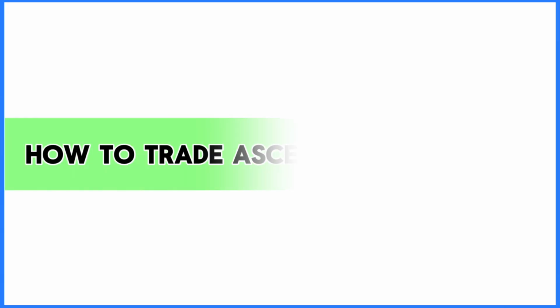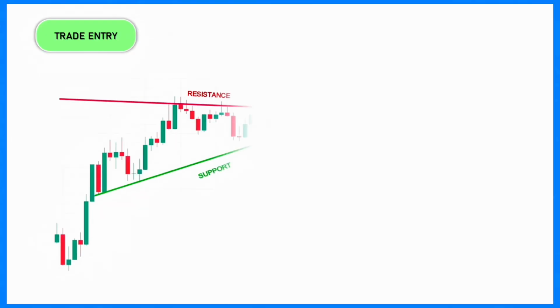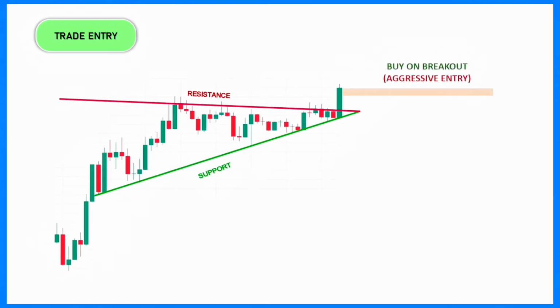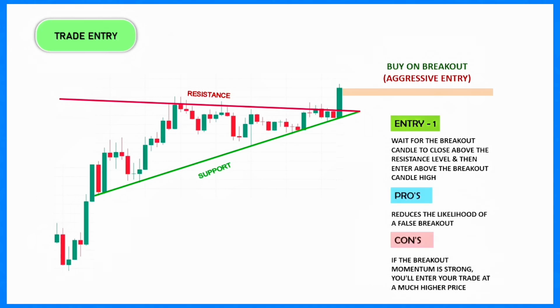Now, let's talk about entry criteria. So, how can you make your entry better? There are a few ways to do this. When the price breaks above the high level or the resistance of the ascending triangle, place a limit buy order just above the resistance. As soon as the price breaks out, you'll enter long immediately. This gives you the best price, but it's risky because false breakouts can happen.